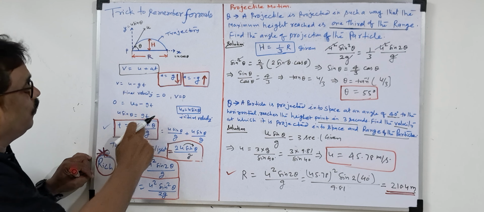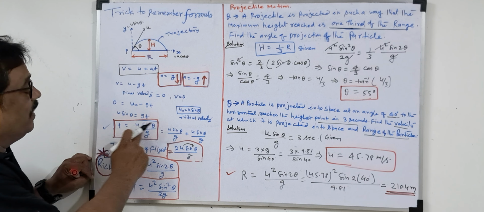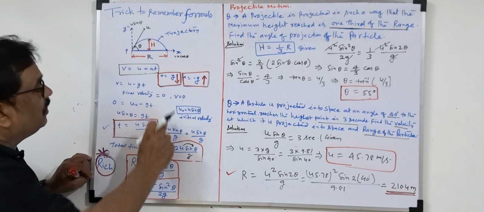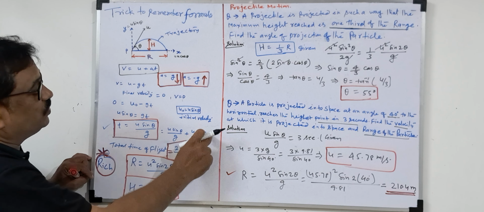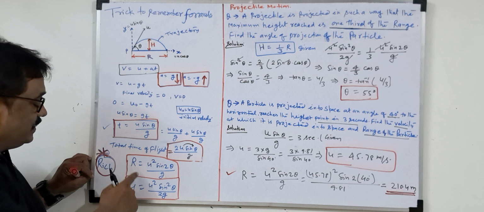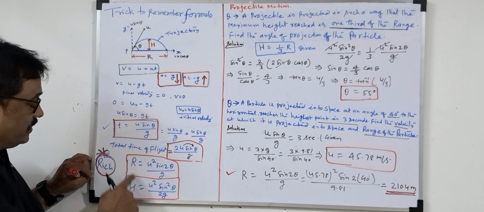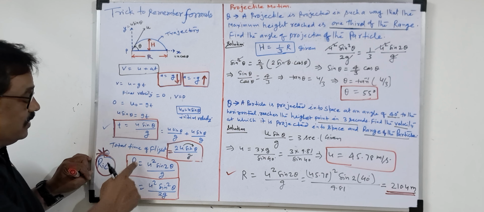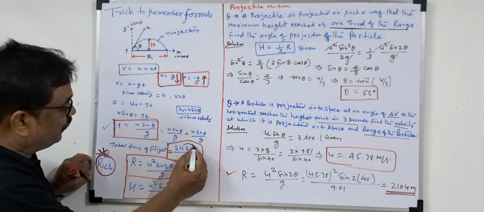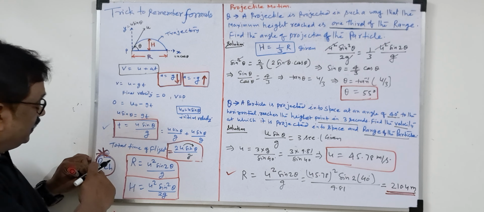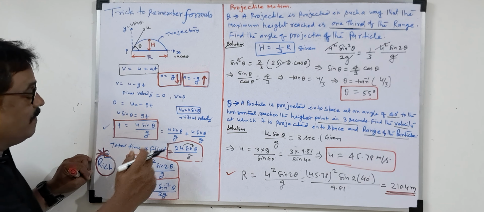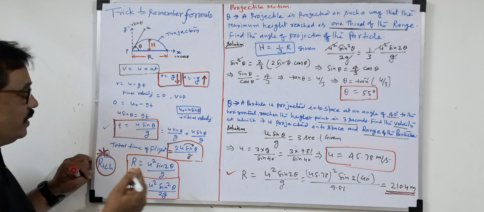This you already got from the derivation. This is the time to reach the maximum height. Total time of flight is 2 times U sin theta by g. So this is coming. Now here the trick, range and height. You write the formula R and H. First R then H, because we are getting the formula first range then height. That's why I wrote here reach. To remember this, first range then height. So this is the silly trick to remember the formula.